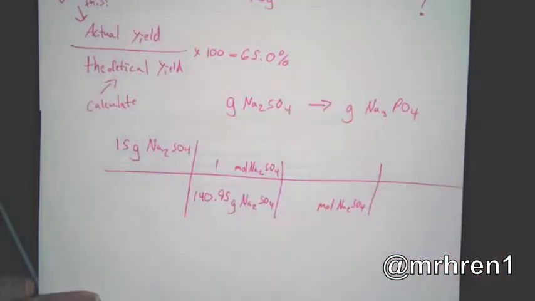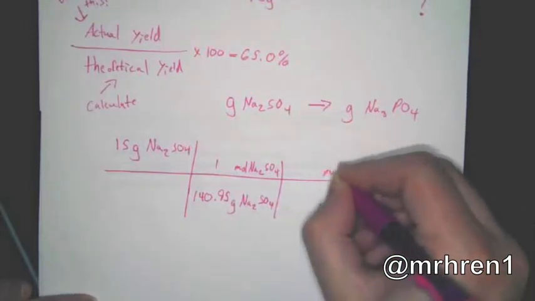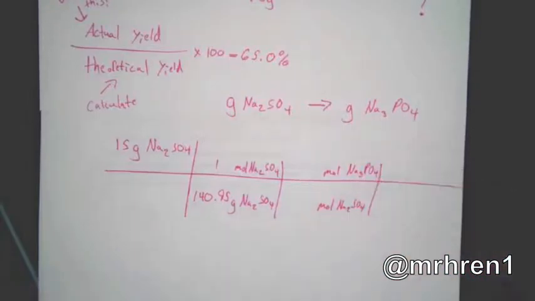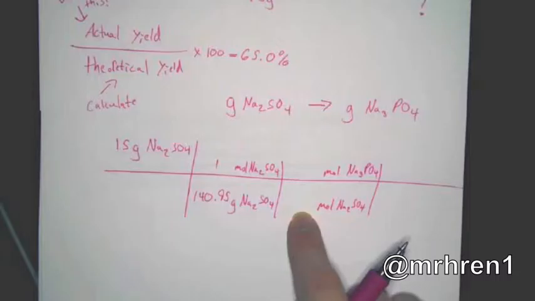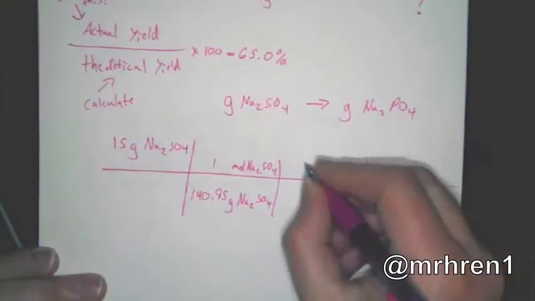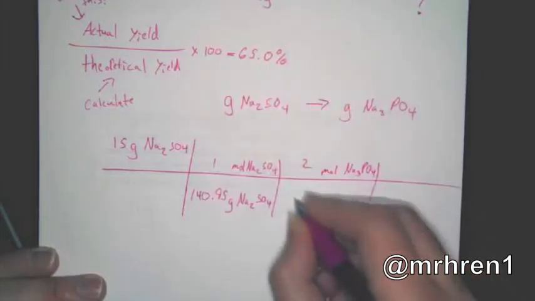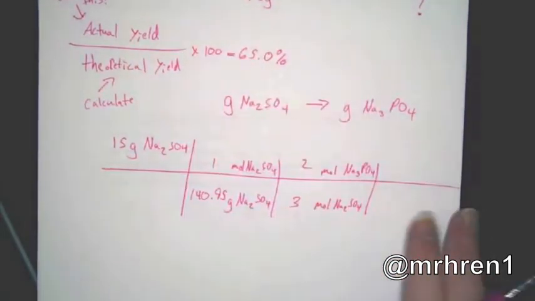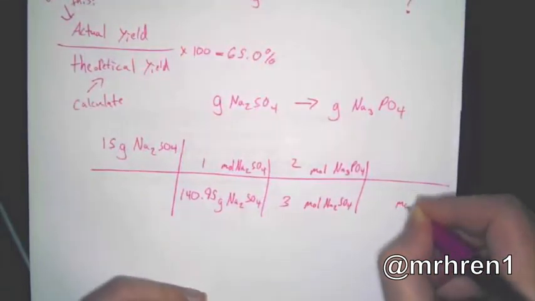Now we will convert moles of sodium sulfate to moles of Na3PO4. This is coefficients again, so our coefficient for sodium phosphate is a 2, sodium sulfate is a 3, taken directly from our equation. Final step, convert to mass.